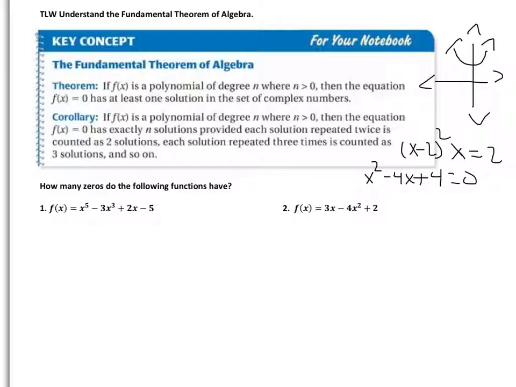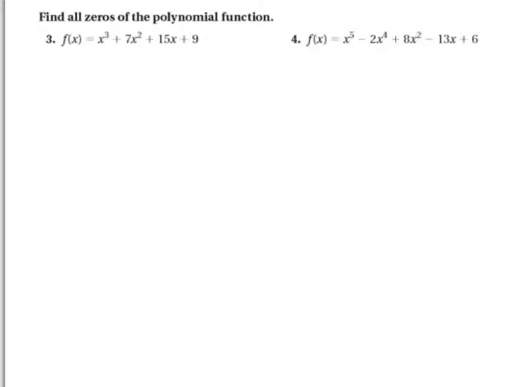So, how many zeros does the following function have? Well, what's the degree of it? It's 5, so it has 5 zeros. Number 2. Looks like 1, but the degree, so let's rewrite this so it's written correctly. What's the highest degree? 2, so it has 2 zeros. Okay? So what do we do with these zeros? Well, we find them.